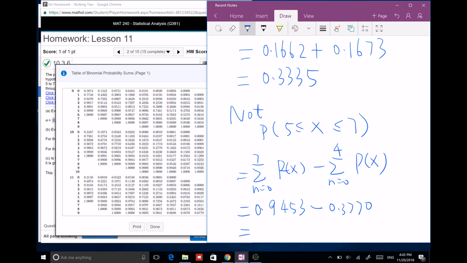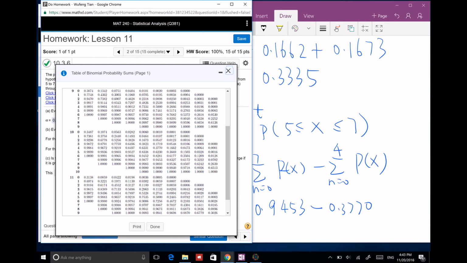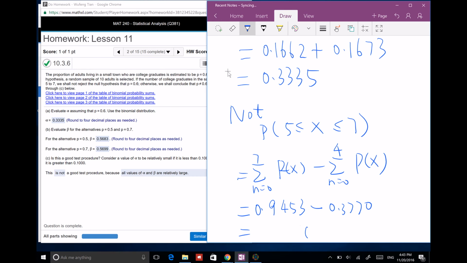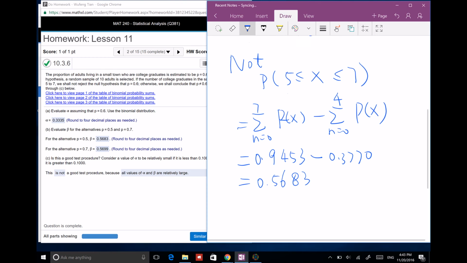If you subtract those two, your answer is going to be 0.5683. Okay. And in the same way you can find the second one.